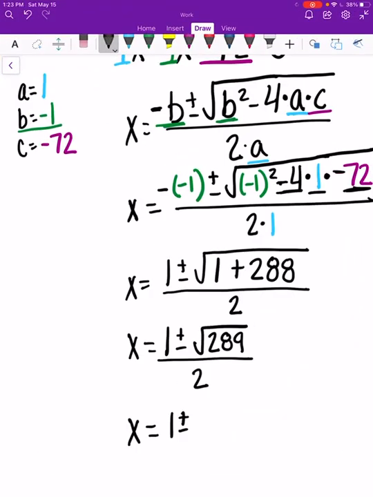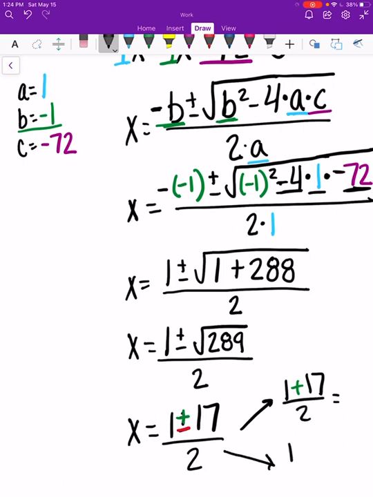So now I have 1 plus or minus, I'm going to drop the square root because the square root of 289 is 17, and divide it by 2. So now I have 1 plus or minus 17 divided by 2. What we're going to do here is break this up into 2 equations. One of our equations is going to have a plus, and one is going to have a minus. So I have 1 plus 17 divided by 2, and I have 1 minus 17 divided by 2. And those are going to give me 2 different answers.